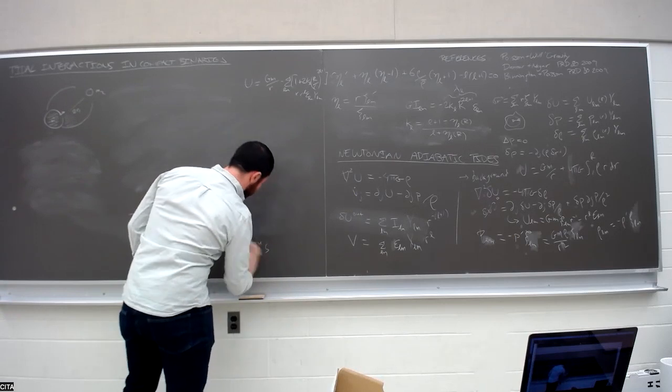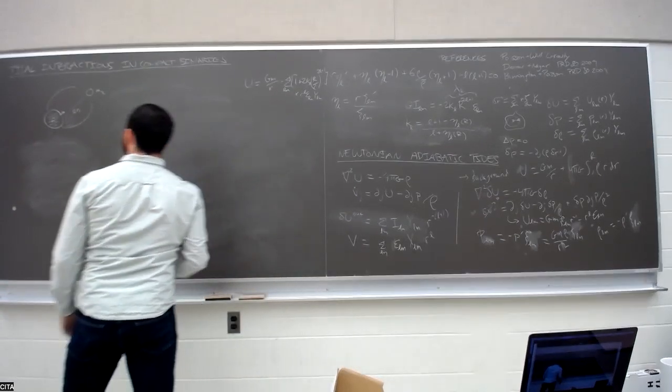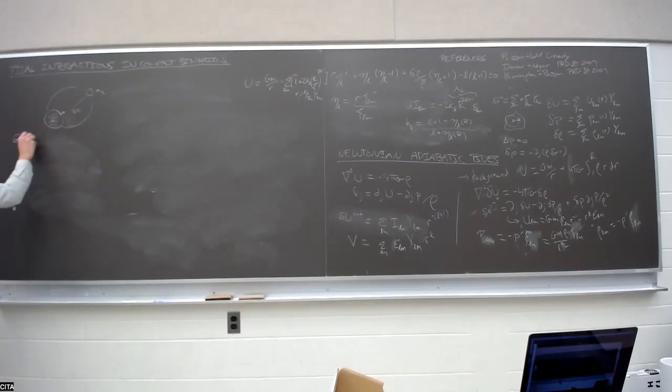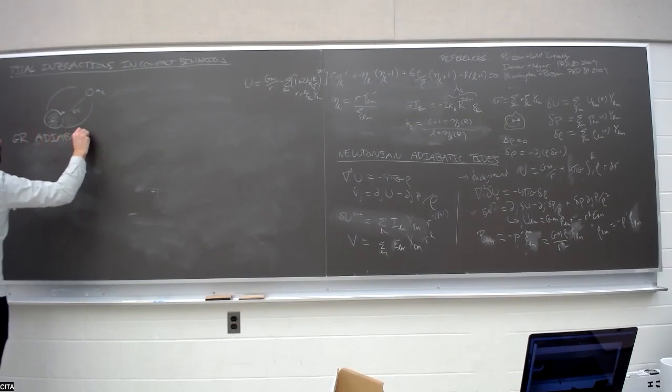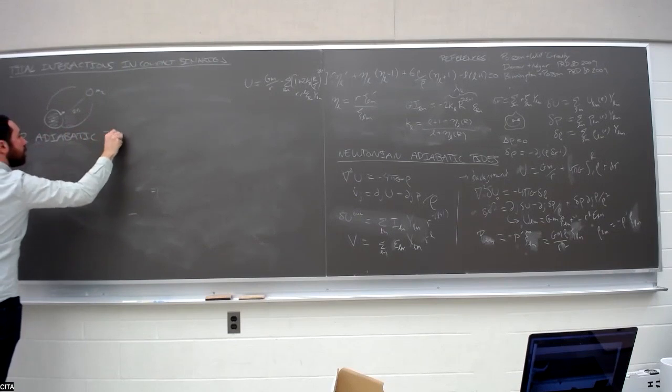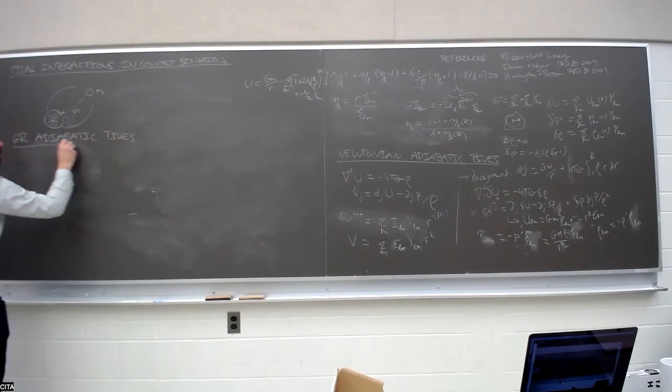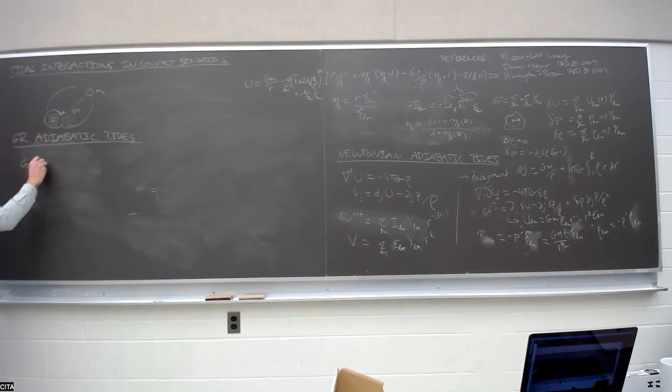So let me quickly write this down. So let's do GR adiabatic tides. So we have Einstein's field equations, we have the relativistic Euler equation.